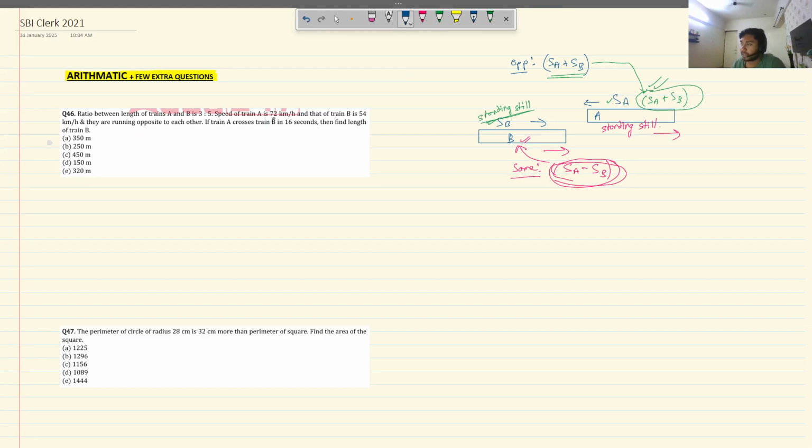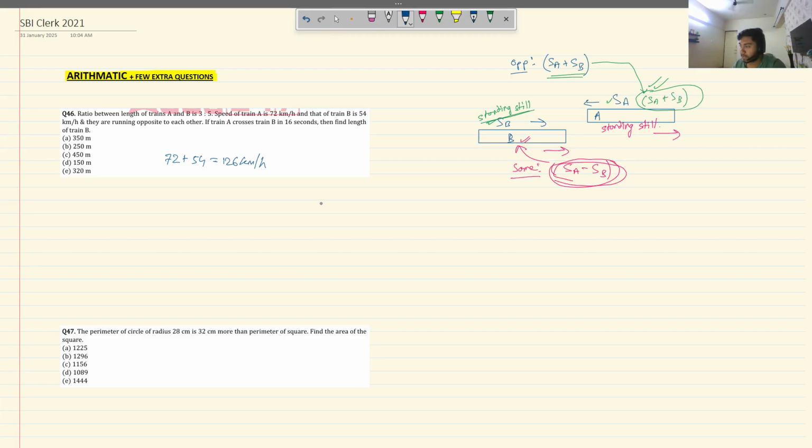Speed of train A is 72 km per hour and that of train B is 54 km per hour, and they are running in opposite direction. So relative velocity would be 72 plus 54, that is 126 kilometer per hour. That is my relative speed. And train A crosses train B in 16 seconds.